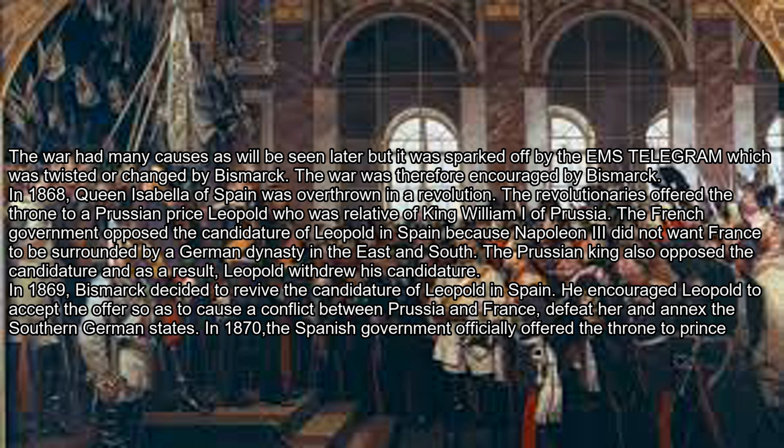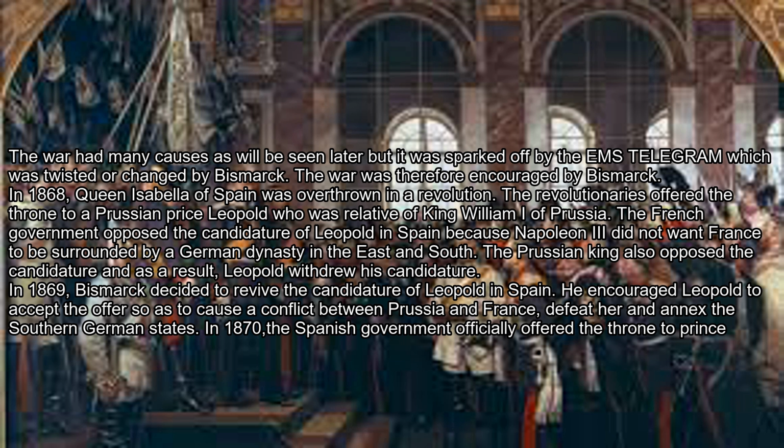In 1868, Queen Isabella of Spain was overthrown in a revolution. The revolutionaries offered the throne to a Prussian Prince Leopold, who was a relative of King William I of Prussia. The French government opposed the candidature of Leopold in Spain because Napoleon III did not want France to be surrounded by a German dynasty in the east and south. The Prussian king also opposed the candidature, and as a result, Leopold withdrew his candidature.